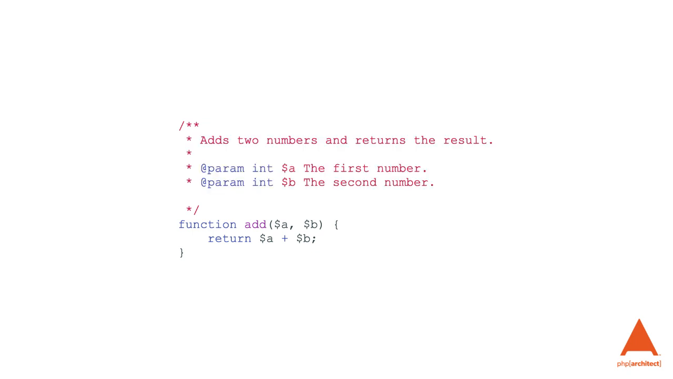In this case, you're going to start with the @param tag, which allows you to define the type of each parameter to the function, as well as an optional description. Next, you're going to add the @return tag, which allows you to define the return type of the function, as well as any optional descriptions.